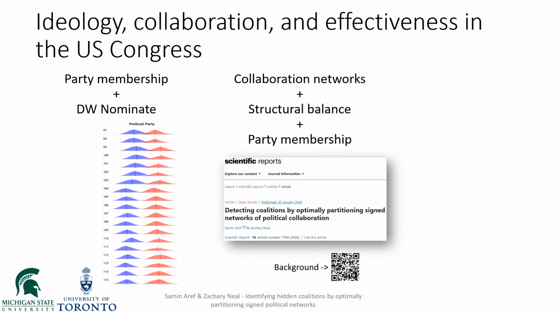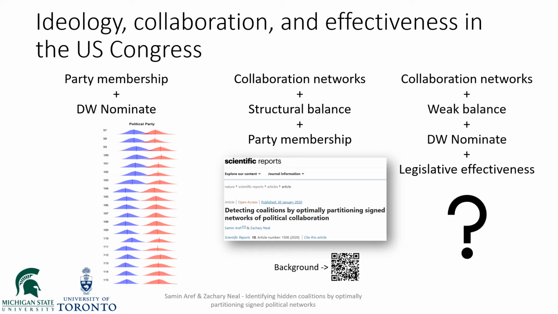In a previous work, which is accessible with this QR code, we used the collaboration networks of legislators inferred from bill co-sponsorship data and the idea of structural balance to partition these networks into coalitions, and then we looked at the party membership of the largest and therefore controlling coalition. In this work that we're going to present today, we use collaboration networks again, but with a slightly different approach for a different research question.